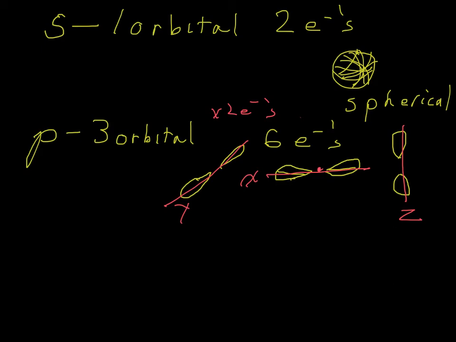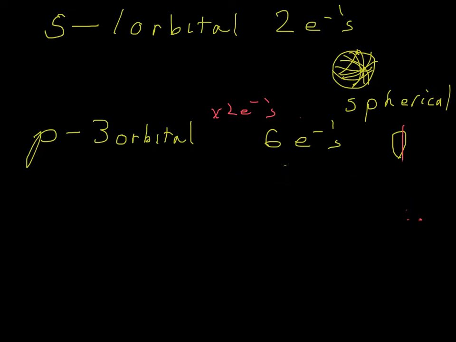Depending on what class you're taking, you'll go more into the orientation of those p orbitals. But at the moment, you just need to know that the p orbitals look like 2 ice cream cones that don't touch in the middle, and the nucleus is right there in the middle where they're not touching. So you have 3 p orbitals, each holding 2 electrons for a total of 6.